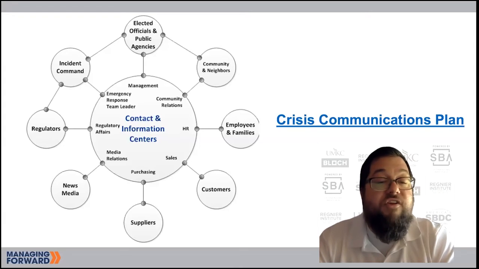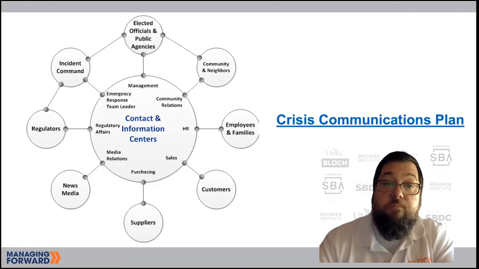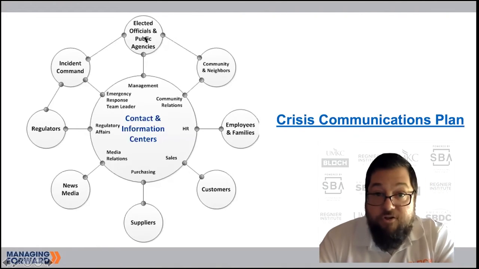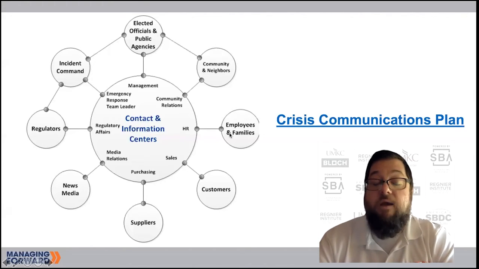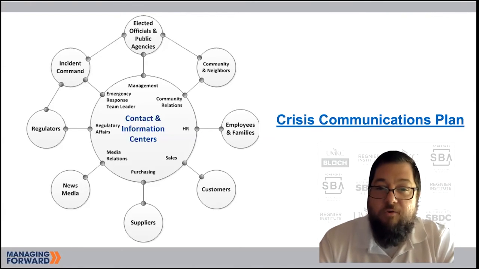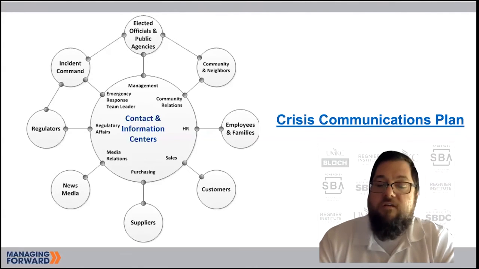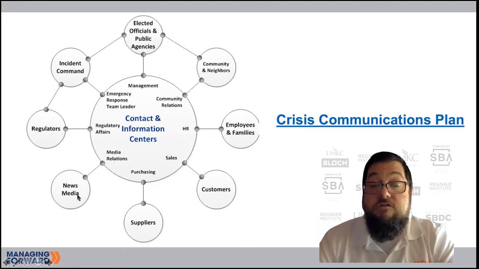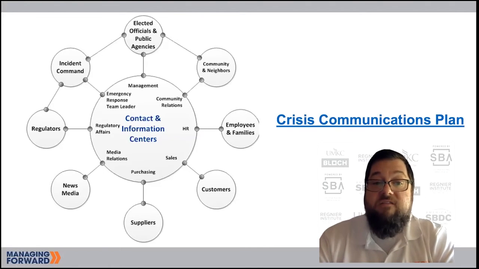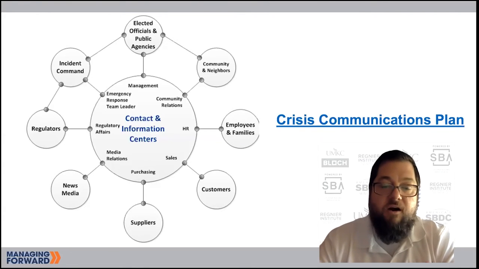Most small businesses may not think of these groups as partners for communicating with their customers and stakeholders, but you have elected officials, public agencies, and your neighbors in the community. There's going to be a lot of questions if there's an interruption to your business, from employees and their families. I'm sure most of you have had to weather the storm of communicating to your employees and their families about when your business might be back up and running, or when things will be safe for employees to return to work, but also your customers, your suppliers, and the news media. Consider all of these what I would call agents or actors in the crisis communications plan. And consider these your partners.